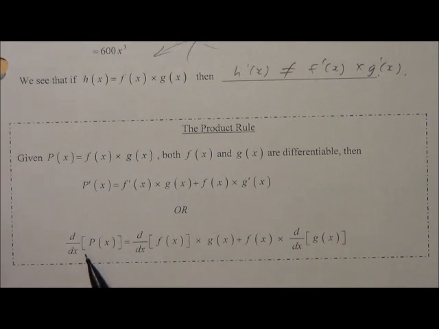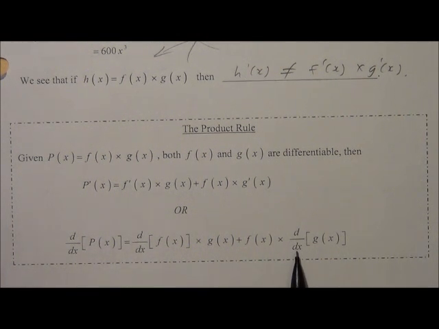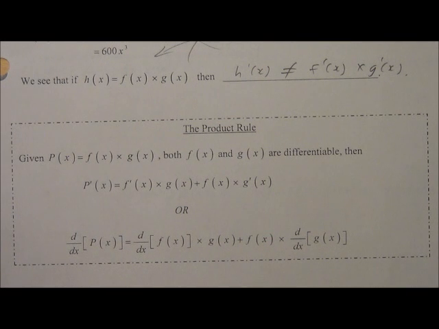In Leibniz notation, the derivative of P of x with respect to x is the derivative of f of x with respect to x times g of x plus f of x times the derivative of g of x with respect to x. Alright, let's prove this, shall we?